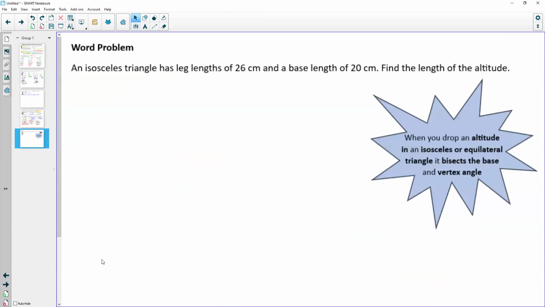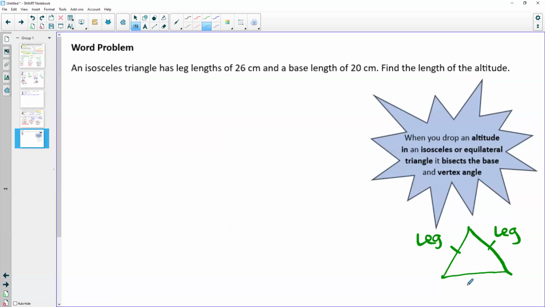In this word problem, it says an isosceles triangle has leg lengths of 26 centimeters and a base length of 20 centimeters. Find the length of the altitude. I'm just going to do a brief recap of isosceles triangles. Isosceles triangles are triangles that have two congruent sides. We call these the legs. And the remaining side is going to be called your base.